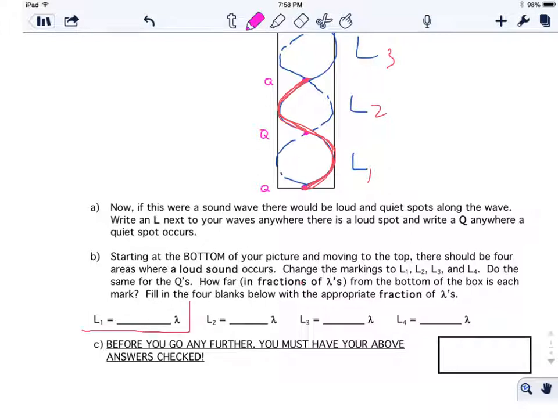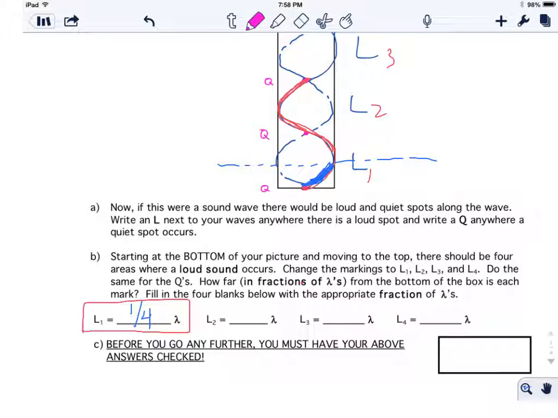So if I was just going to the first loud spot, L1, how much of a wave is that? So how much of a wave is just this piece right here? If we were to kind of mark off where the first loud spot is there, how much of a wave is that? So take a look at it, see if you can answer that question for yourself, and tell me how much of a wave is that if you're just going to right about here. And you should come up with 1/4 of a wavelength.